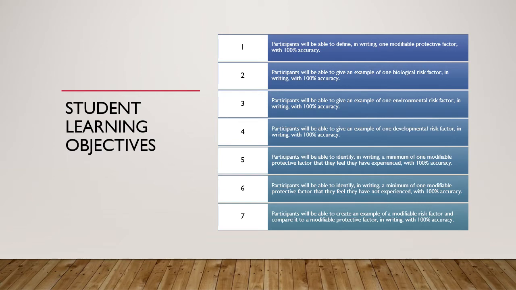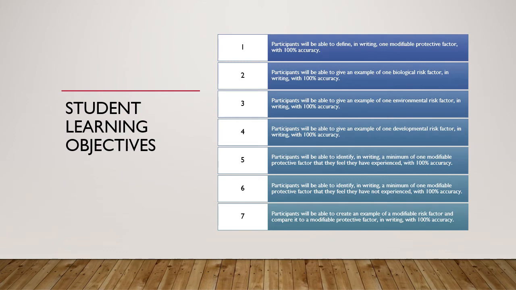Here we see a list of the student learning objectives for lesson 6. Our first student learning objective is participants will be able to define in writing one modifiable protective factor with 100% accuracy. Student learning objective number 2 is participants will be able to give an example of one biological risk factor in writing with 100% accuracy. Number 3 is participants will be able to give an example of one environmental risk factor in writing with 100% accuracy.